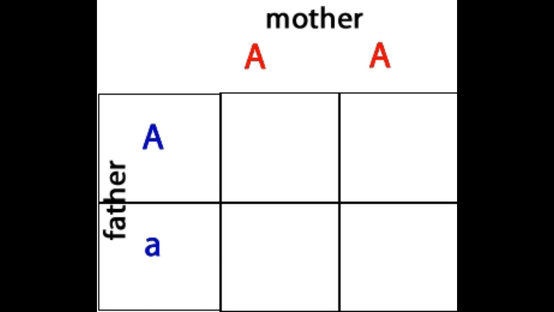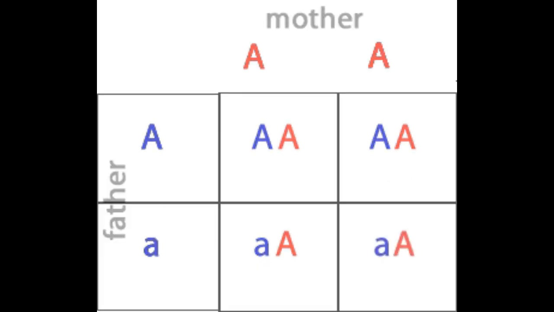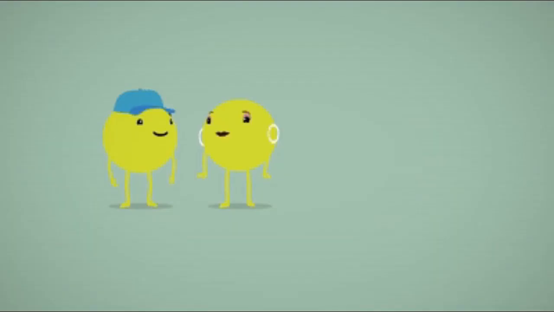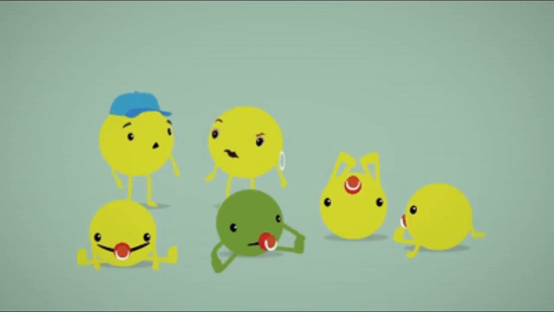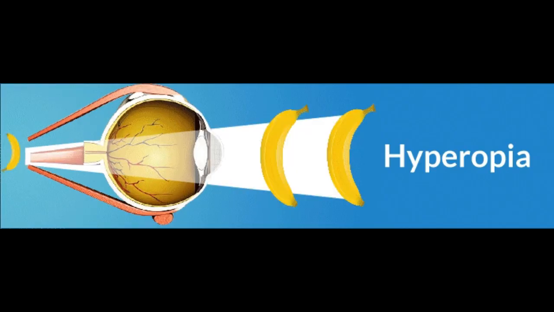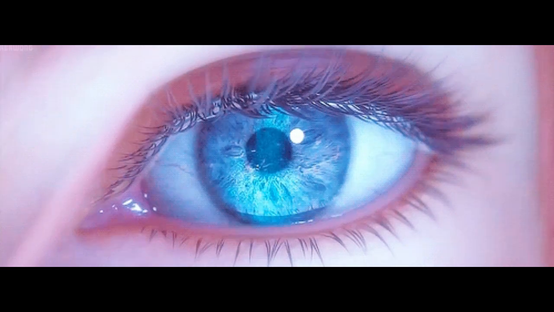In the dominant recessive genes principle, if one gene of the pair is dominant and one is recessive, the dominant gene exerts its effect, overriding the potential influence of the recessive gene. For example, brown eyes, farsightedness, and dimples are common dominant genes that rule over blue eyes, nearsightedness, and freckles.